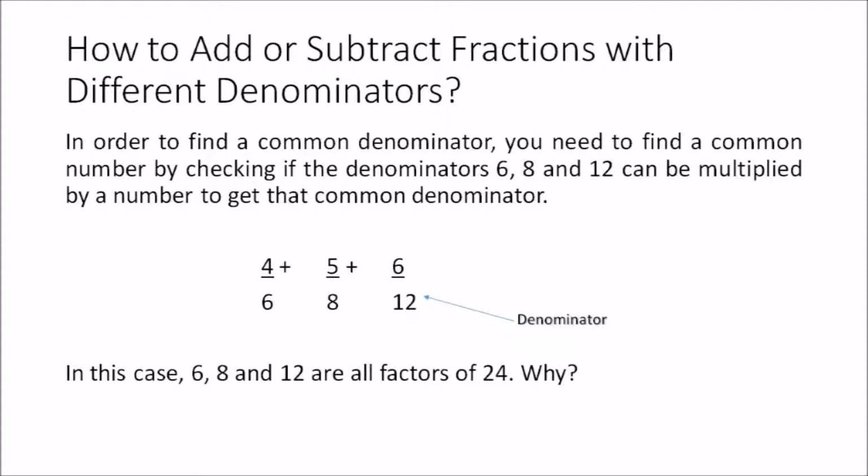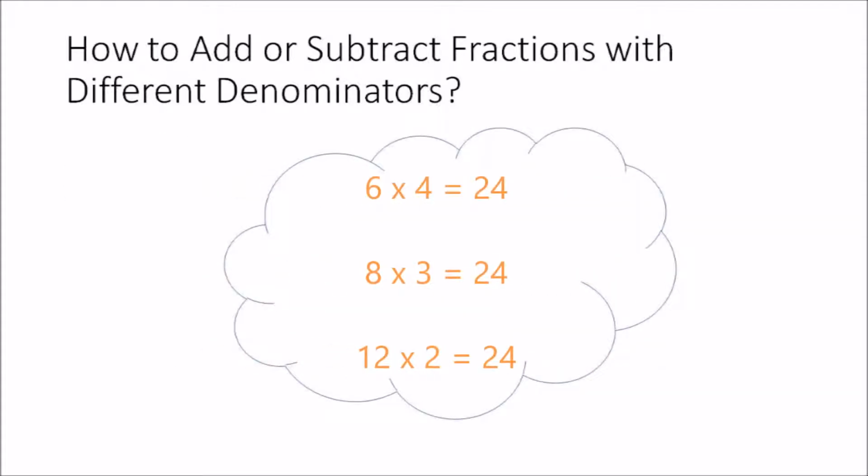Now if you do not know why they are factors of 24, it basically means that they can be multiplied by a number to get to the whole number of 24, right? So 6 times 4 gives you 24, 8 times 3 gives you 24, and 12 times 2 gives you 24. So 6, 8 and 12 are all factors of 24, and the numbers 4, 3 and 2 are factors of 24 as well.